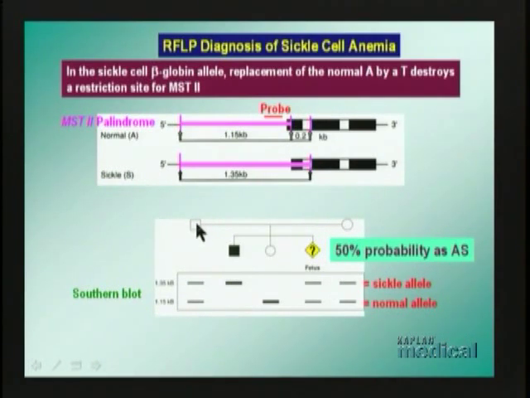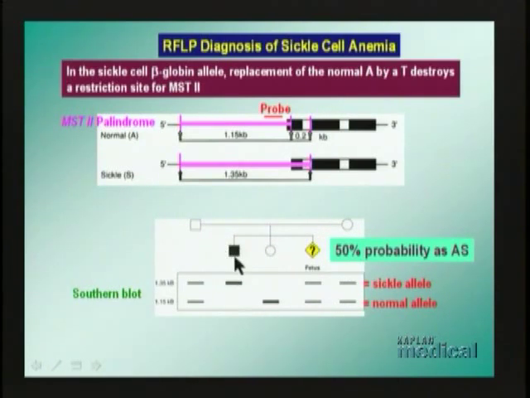So if this father's DNA is taken and then you add MST2, notice there are 2 bands that appear. One band that appears of 1.15 kb in size, saying that at least one of his chromosomes has a normal beta globin gene. And in addition, another fragment is seen of 1.35 kb in size, saying his other chromosome has a sickle beta globin gene. So 2 fragments, 1 normal, 1 sickle. Similarly with the mother here, 1 fragment seen at 1.15 kb, another fragment seen at 1.35 kb, indicating that both the mother and the father are heterozygous for sickle cell.